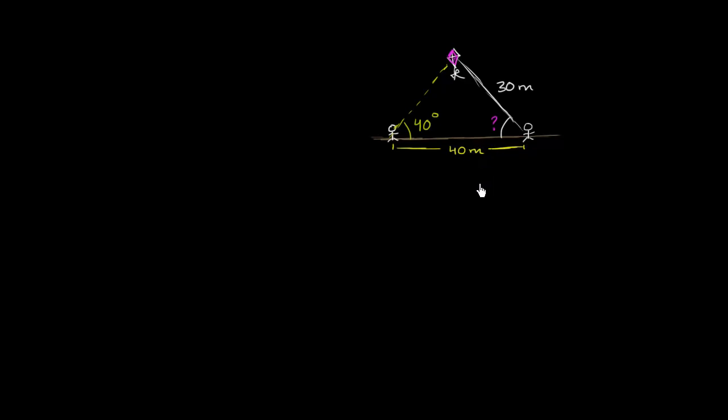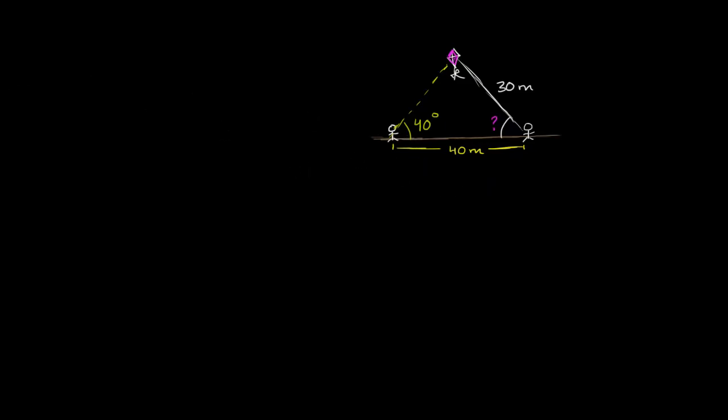I encourage you to pause the video now and figure out if you can do that using just the information that you have. So whenever I see a non-right triangle where I'm trying to figure out some lengths of sides or some lengths of angles, I immediately think, maybe the law of cosines might be useful, or the law of sines might be useful. And so let's think about which one could be useful in this case.